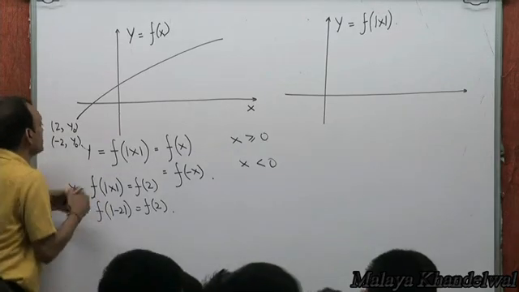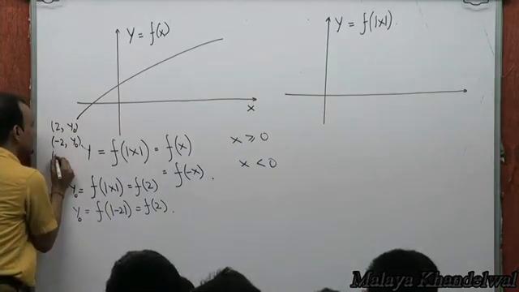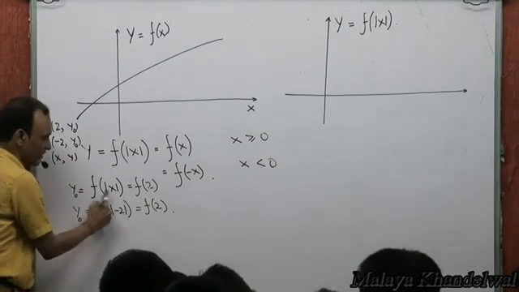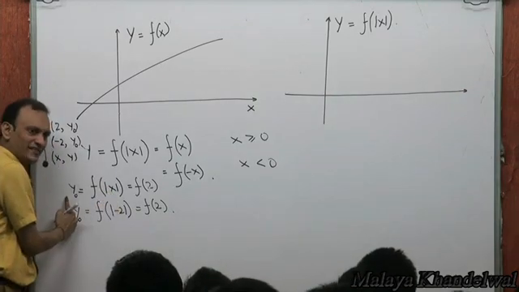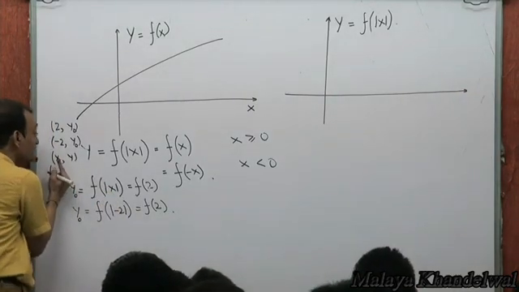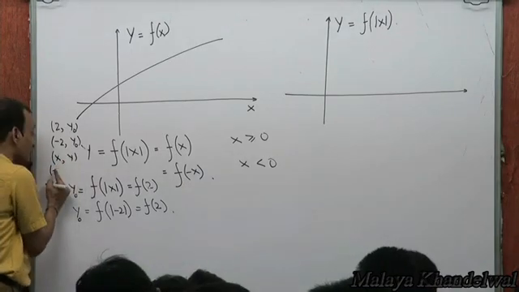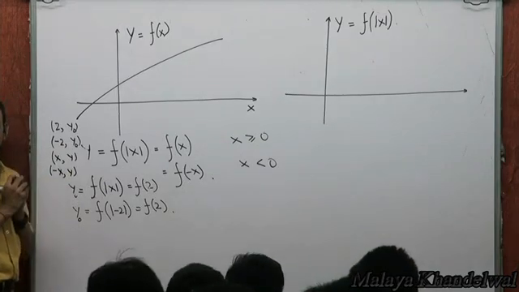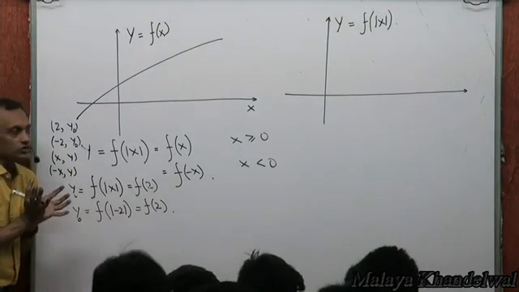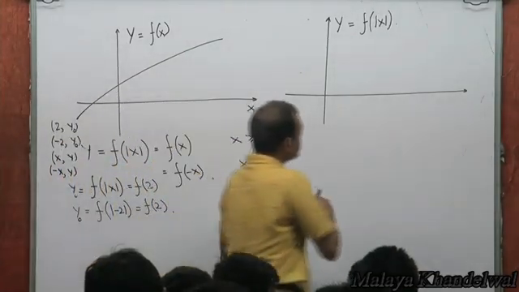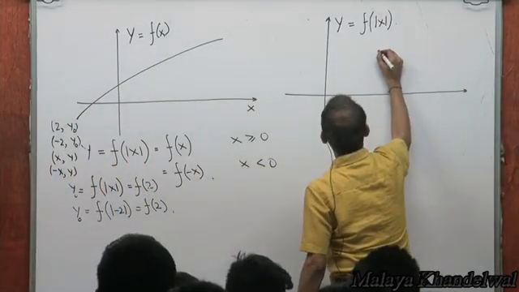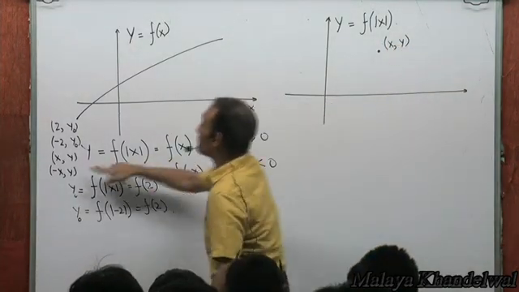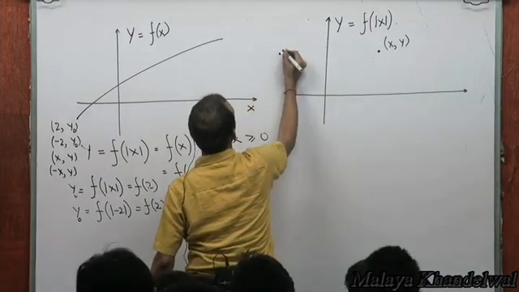In a very general sense, if a certain x produces a certain y, then a minus x will produce the same y, right? That means if a positive x is producing a certain y, then negative of this x will produce the same y. Even, of course, but yes, surely even, which means if x comma y be a point on the graph of the function, then minus x comma y will also be a point on the graph of the function.